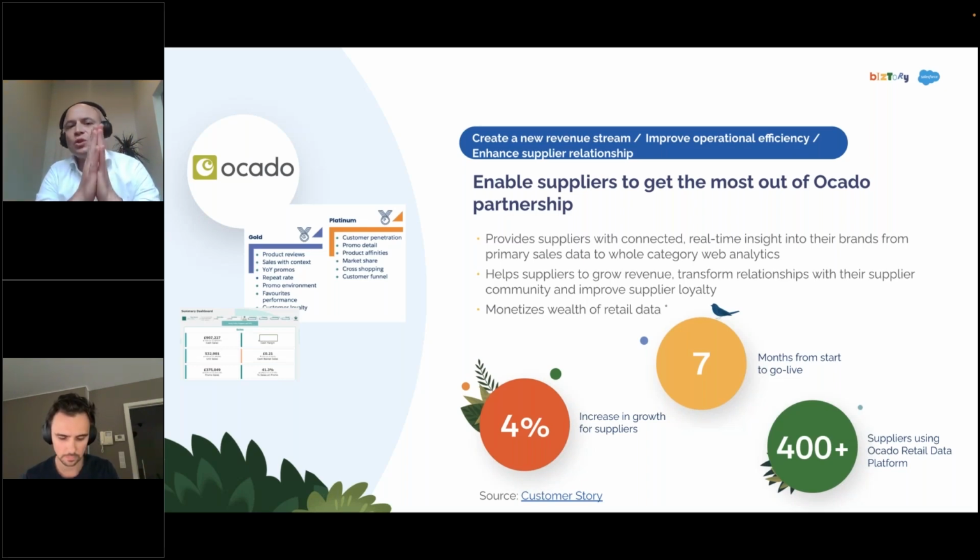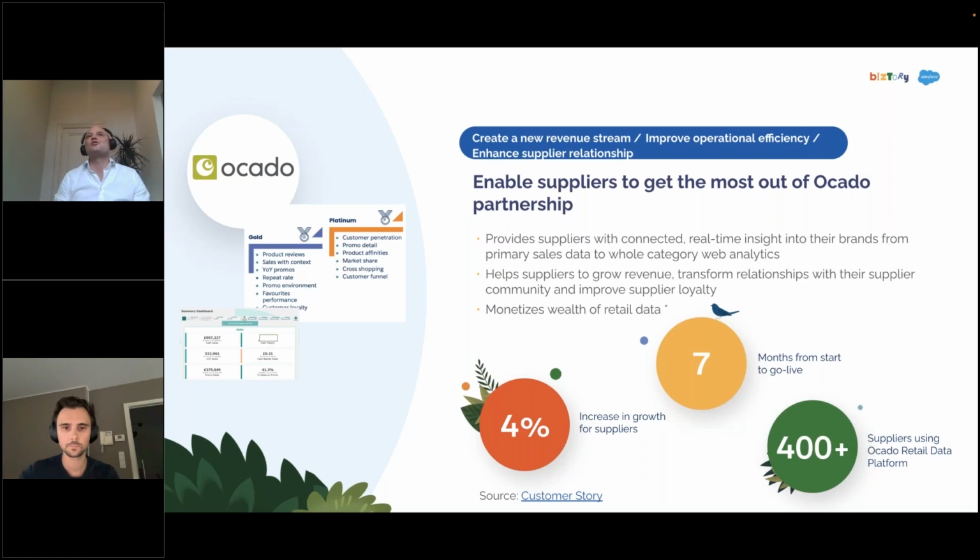Why did I choose Ocado and not any of the other ones? Ocado is combining all different strategies that you can tackle with data monetization in one business case, and hence that fits here. They combine creation of a new revenue stream, improving operational efficiency, and enhancing supplier relationship, all in one business case.